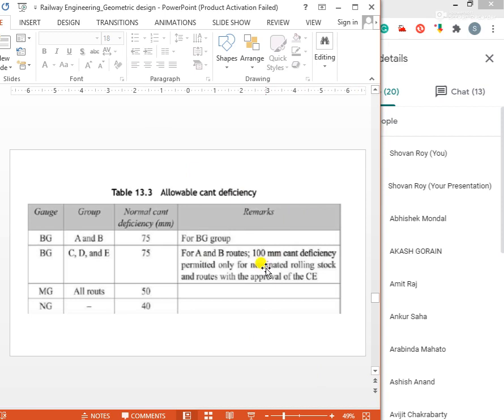Normally, we can take the cant deficiency value as 75. Sometimes we can take 100. This is the table where lots of things are written, but my suggestion for solving numericals is that we can take 75 or 100 for cant deficiency. Strictly, we can take 75 or 100 for calculation. In the numerical it will also be clear.